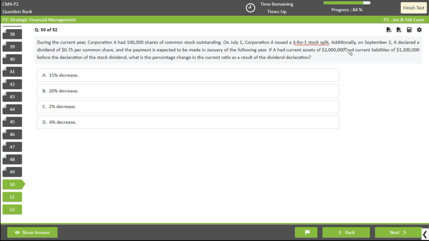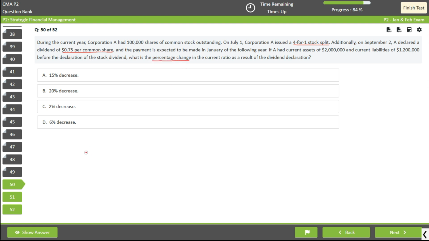Additionally, on September 2, it declared a dividend of 0.5 per share, and the payment is expected to be made in January of the following year. If A had current assets of 2 million and current liabilities of 1.2 million before the declaration of the stock dividend, what is the percentage change in the current ratio as a result of the dividend declaration? So current ratio before declaration and after declaration. So we need to compare both the ratios and we need to find the percentage change.